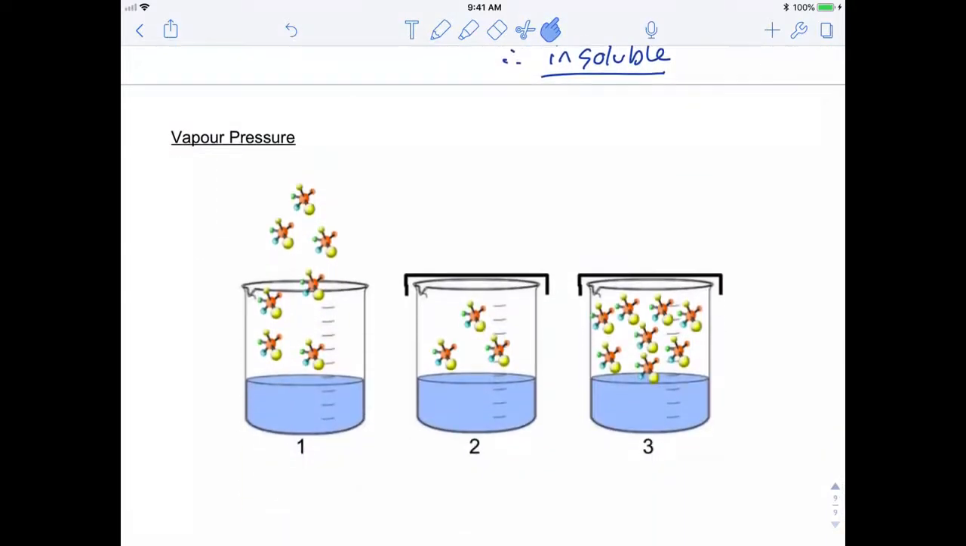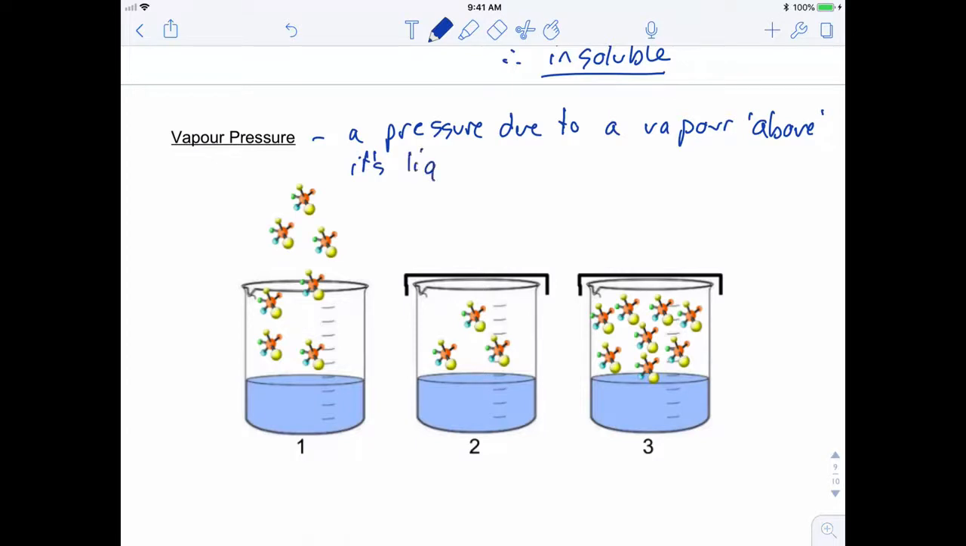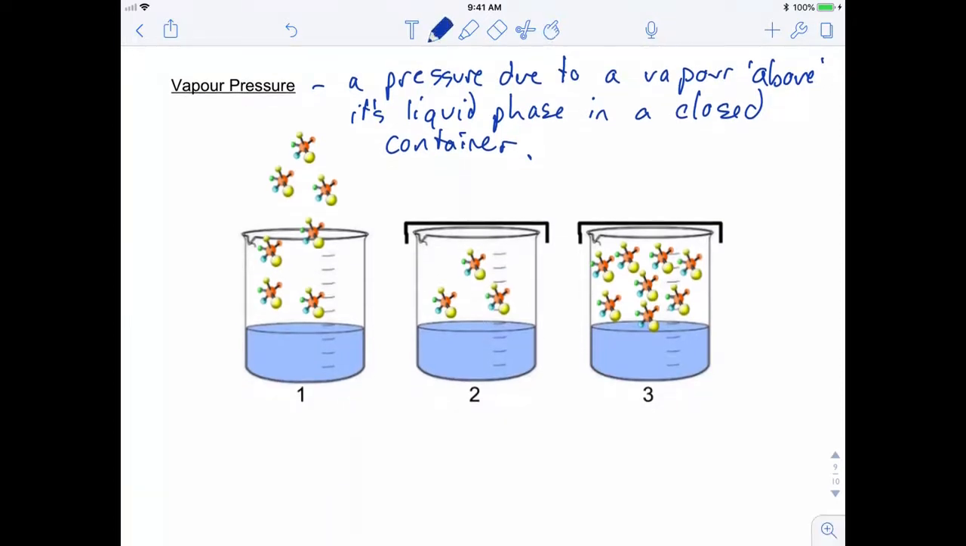Now we're going to look at vapor pressure. So what is vapor pressure? Well, vapor pressure is a pressure that can be measured and exists due to the vapor of a liquid that is located above that liquid phase. You can think about how liquids will always be converted into the vapor phase, evaporation. That's very common. Just think about puddles of water. That liquid will vaporize and in so doing produce a gas.